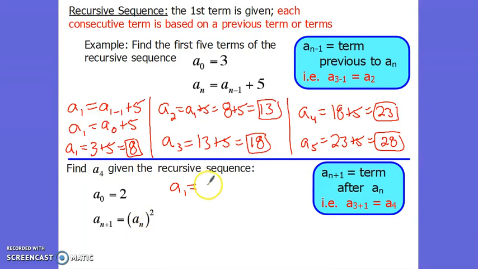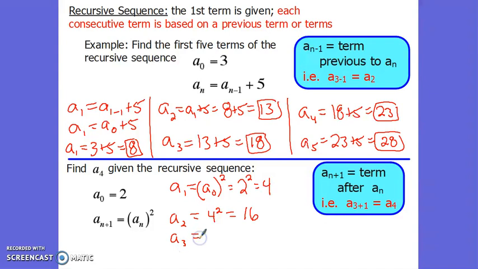So I'm going to take term 0, or basically a sub 0 squared, because again, if 0 is in here for n, then 0 plus 1, I'm finding a sub 1. So that's 2 squared, which is 4. A sub 2 will again be the term previous to that. If a sub 0 got us a sub 1, then a sub 1, or 4, should get us a sub 2. And that one becomes 16.